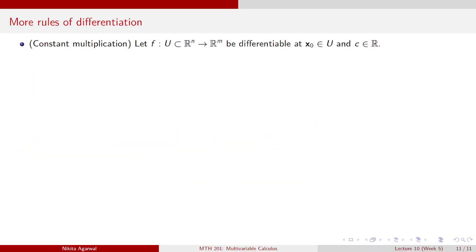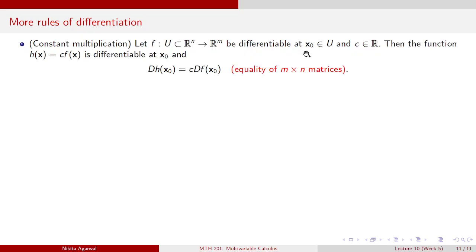Finally, there are a few rules of differentiation. The first one is called constant multiplication. If you have a function which is differentiable at a point and you multiply the function with a scalar, then the new function is also differentiable, and the derivative matrix is nothing but the old derivative matrix multiplied by that scalar. Here both sides are m by n matrices. So when you say these two are equal, you are saying that two matrices are equal.